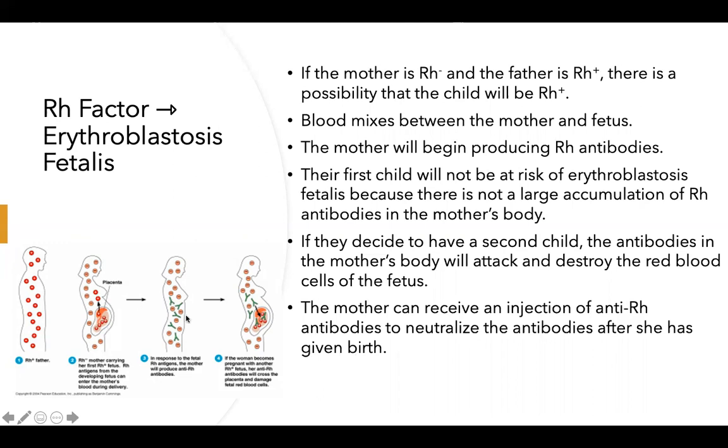So after she has her first child, she's going to receive an injection of these anti-Rh antibodies, which are going to neutralize the antibodies after she's given birth. So essentially at this point here, she'll receive an injection that's going to destroy these Rh antibodies, so that if she decides to have a child with her husband or a partner who is Rh positive, everything is going to be okay because these antibodies won't exist with this anti-Rh antibody solution. A lot of negatives there.